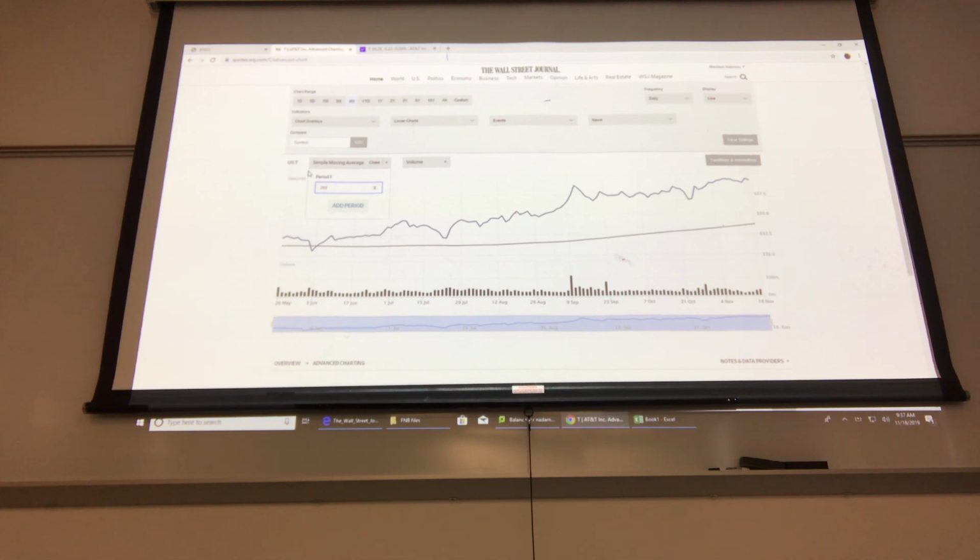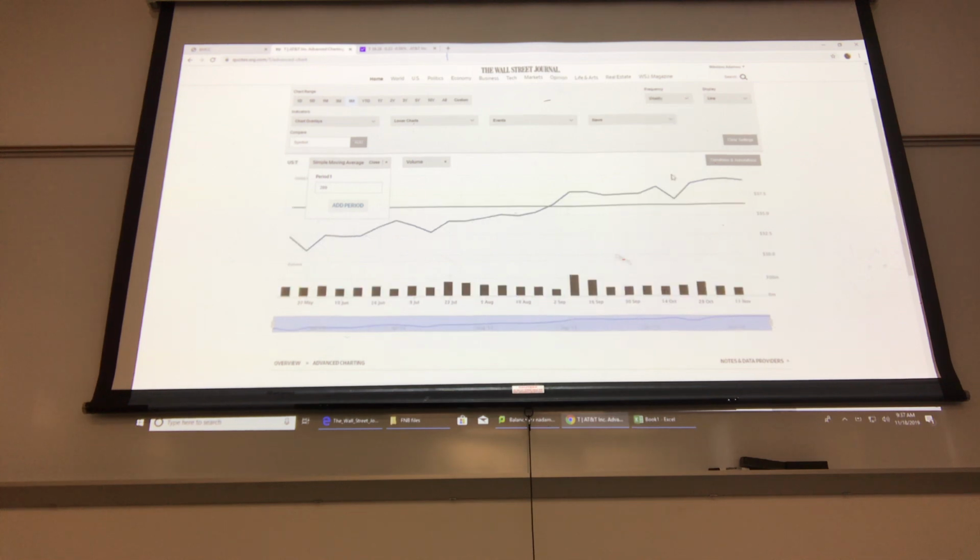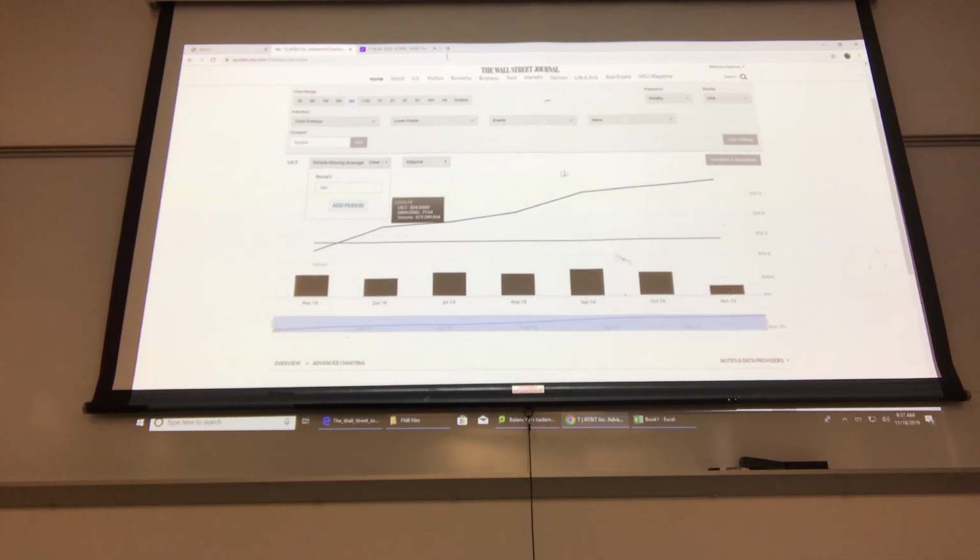What does this mean? You take the last 200 periods for the frequency that you have here, and you can control the frequency. What is the frequency here? It's daily. You can go on and change it to weekly. You can go on and change it to monthly. And you can see what's happening month by month.